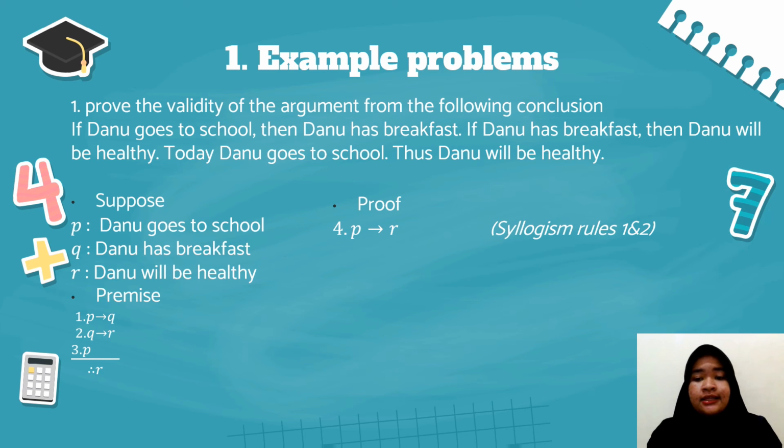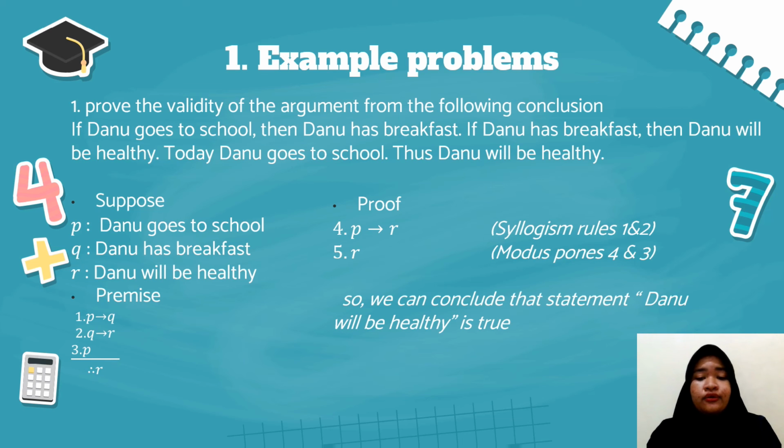premise 1 and premise 2. And then we get R from modus ponens of premise 4 and 3. So we can conclude that the statement "Danu will be healthy" is true.